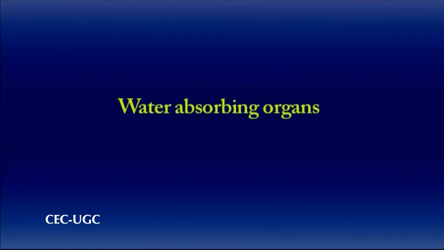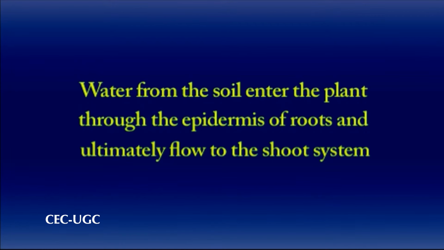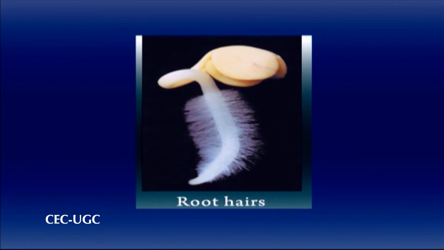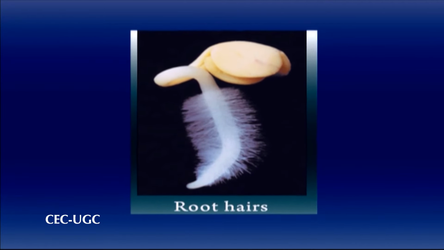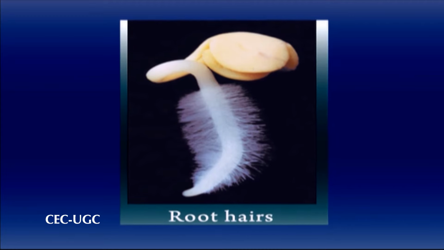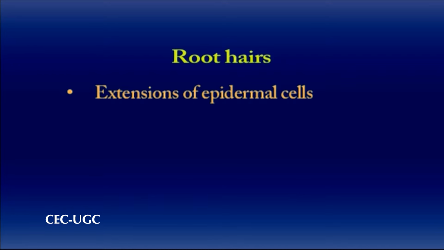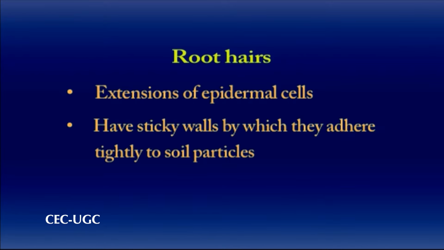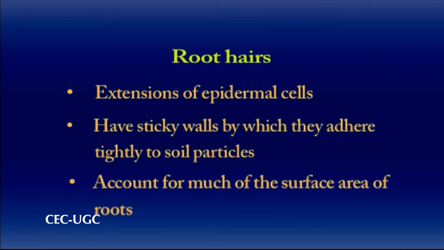Now, water absorbing organs. Water from the soil enters the plant through the epidermis of root and ultimately flows to the shoot system. This is the image of root hairs. Much of the absorption of water occurs near root tips, where the epidermis is permeable to water and where root hairs are located. They are extensions of epidermal cells. They have sticky walls by which they adhere tightly to soil particles. Root hairs account for much of the surface area of roots.